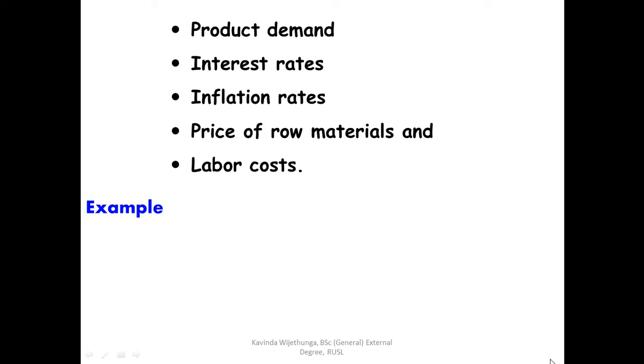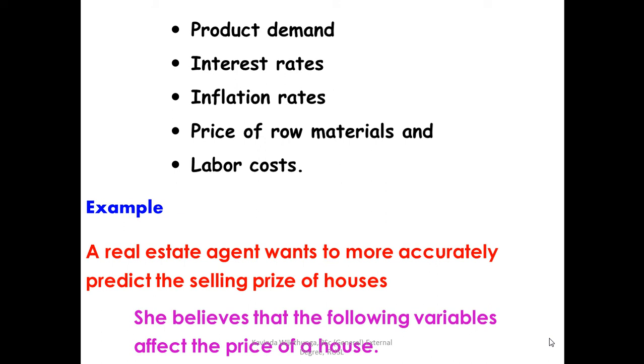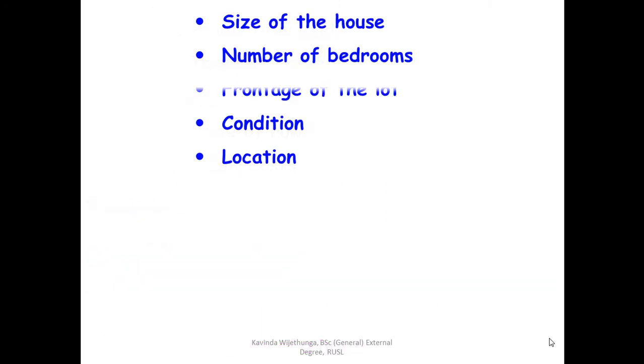We will consider an example. A real estate agent wants to more accurately predict the selling price of houses. She believes that the following variables affect the price of a house: size of the house, number of bedrooms, frontage of the lot, condition and location.